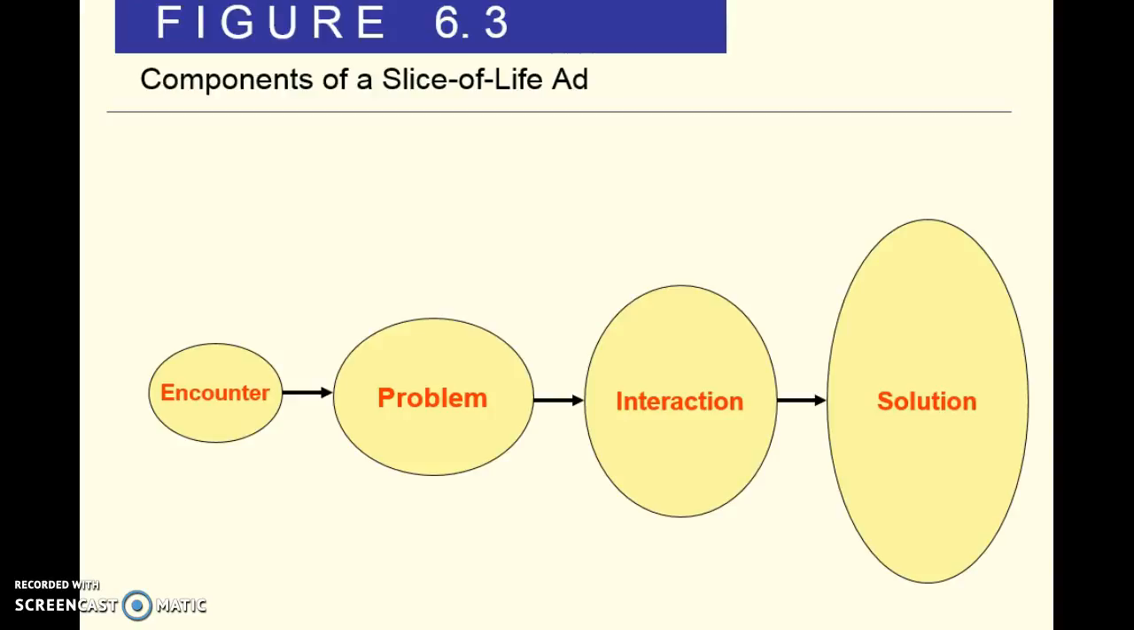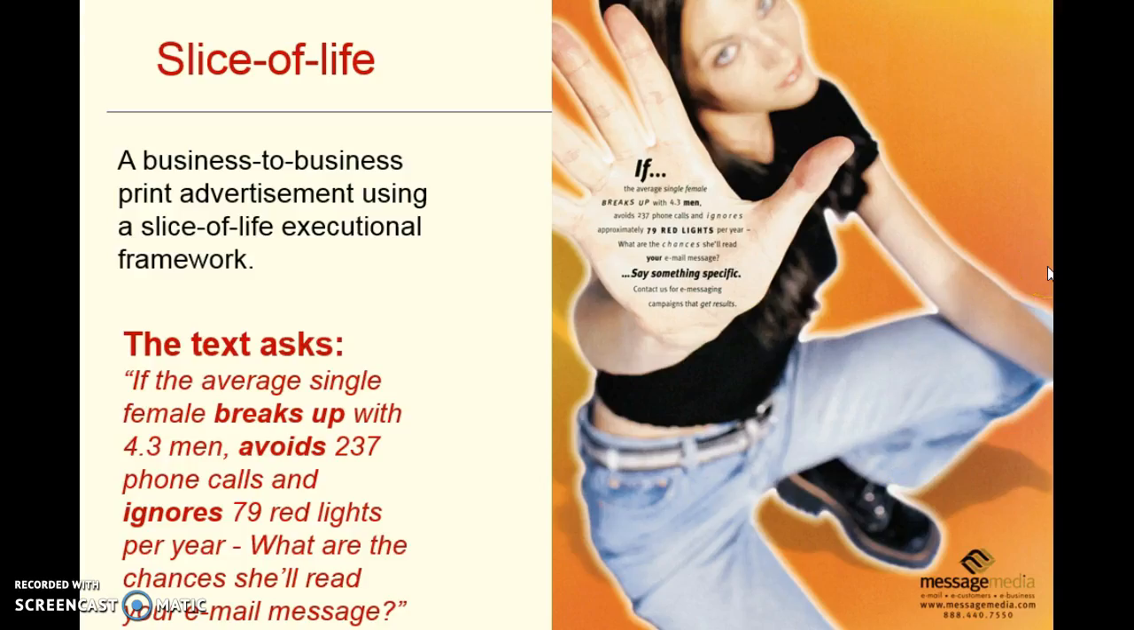Figure 6.3, components of a slice of life ad. First encounter, then problem, then interaction, and then solution. Slice of life. A business-to-business print advertisement using the slice of life executional framework. The text asks, if the average single female breaks up with 4.3 men, avoids 237 phone calls, and ignores 79 red lights per year, what are the chances she'll read your email message?